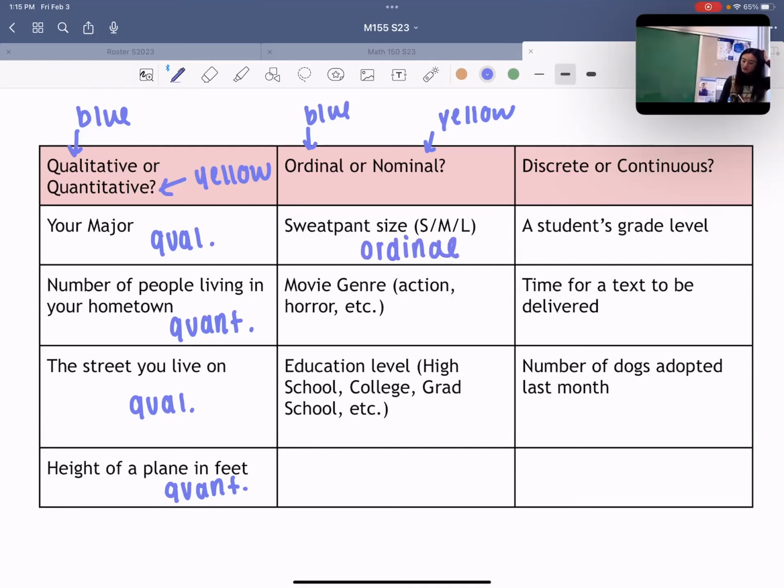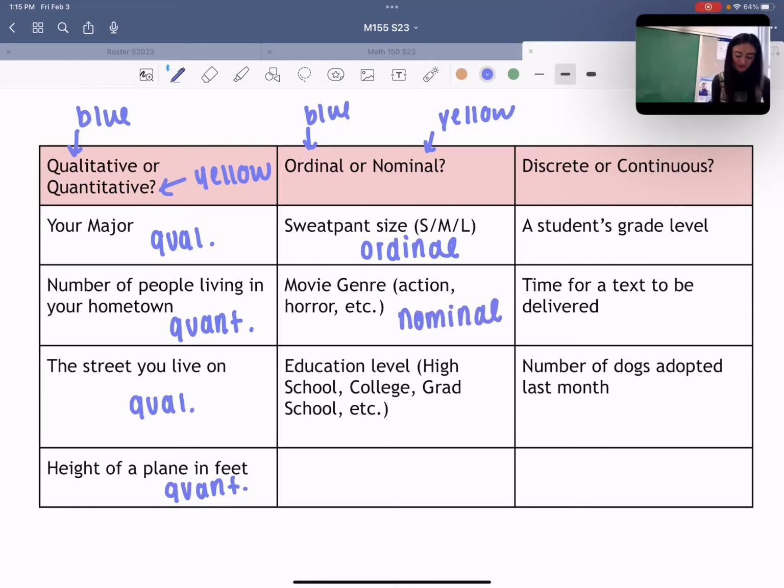All right, let's do movie genre. Blue or yellow? Lots of yellow. Anyone want to explain why it's yellow? Yeah, right. Like a person can have a preference. Like I like horror movies better than action movies, but there's no set, definite thing. Like action is better than horror and horror is better than comedy, right? So I would definitely say that this is nominal.